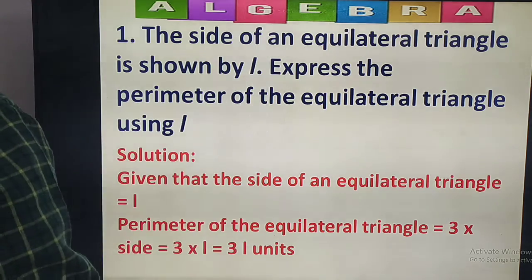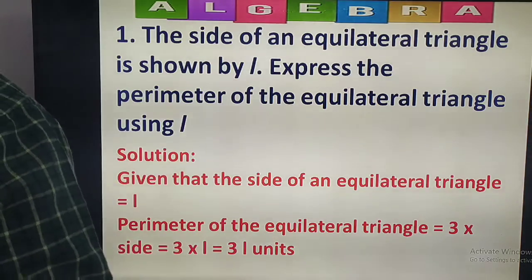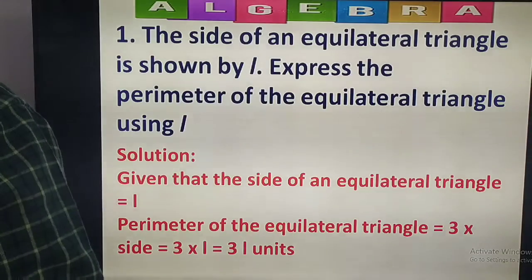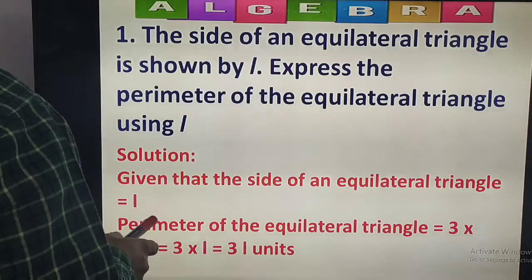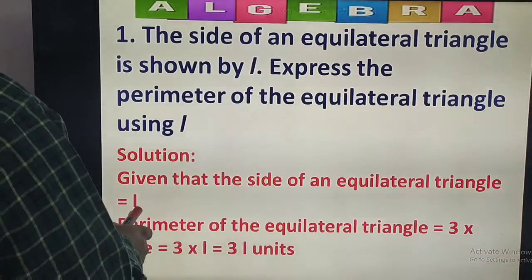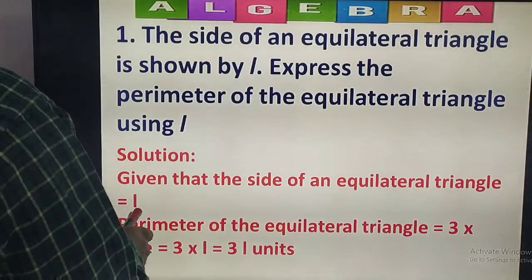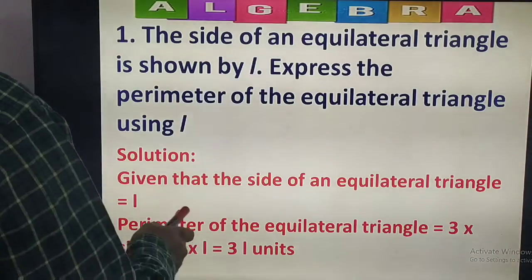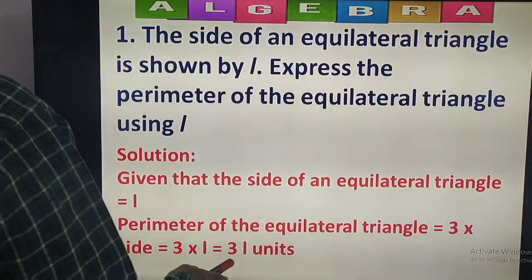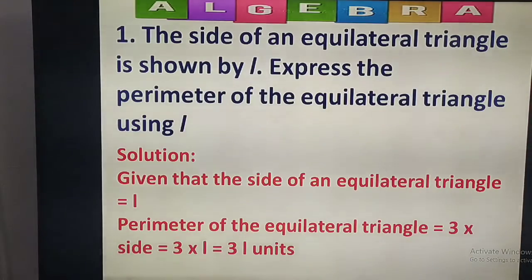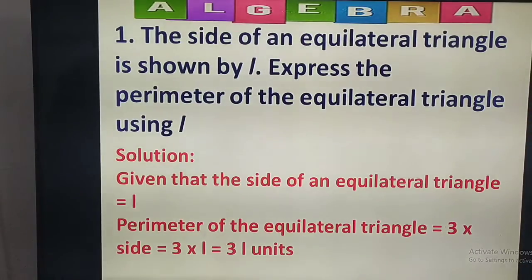We have already seen that the perimeter is the sum of all sides. An equilateral triangle has three sides, and all three sides are equal. Then the perimeter means the lengths of all three sides, L plus L plus L, which is equal to 3L. This is how to find the perimeter in terms of L.